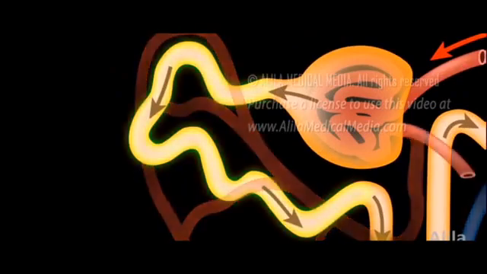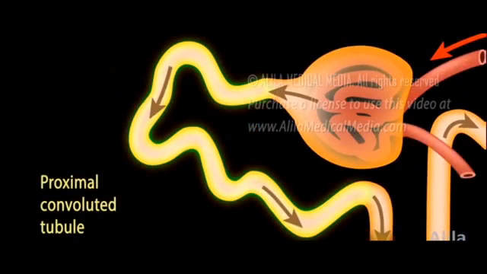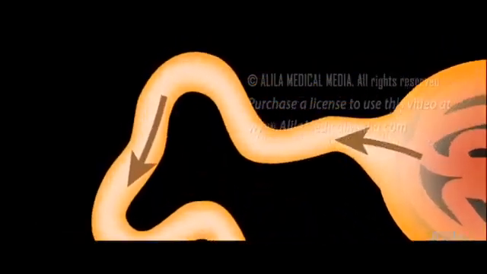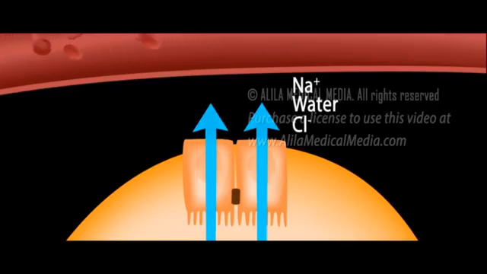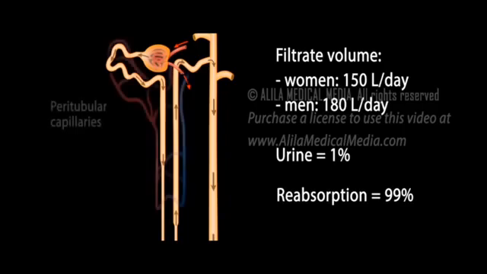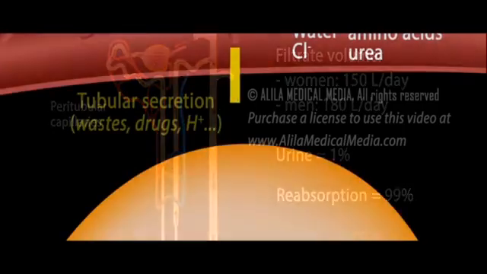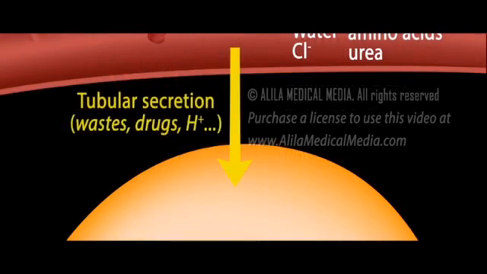Second stage, tubular reabsorption. The primary urine passes into the proximal convoluted tubule. Useful substances like glucose, amino acids, sodium chloride, potassium ions, bicarbonate ions, and 70% of the water are reabsorbed into the peritubular network.